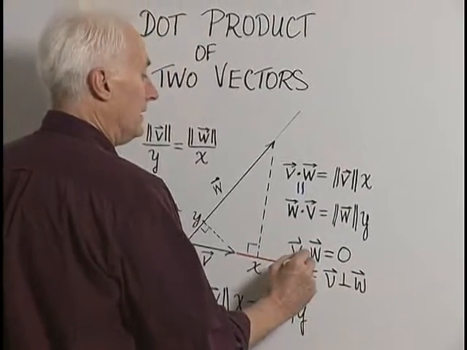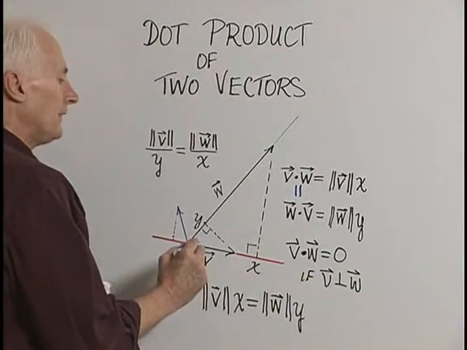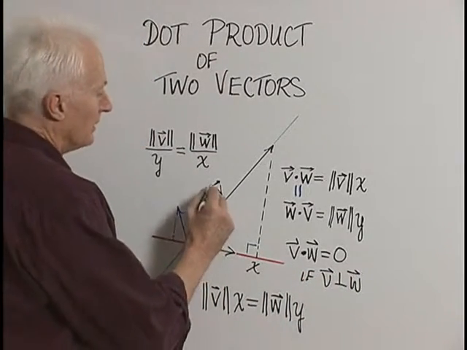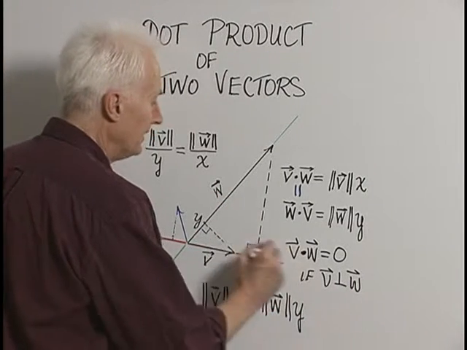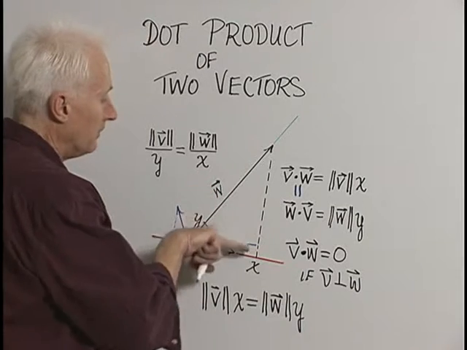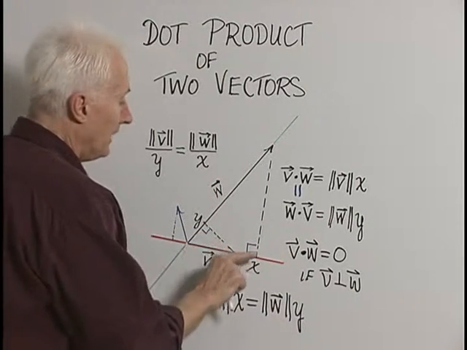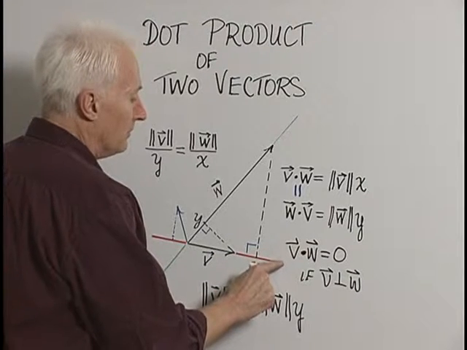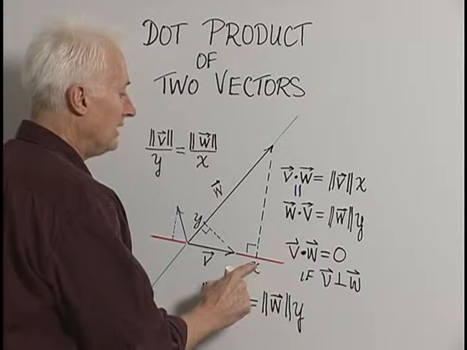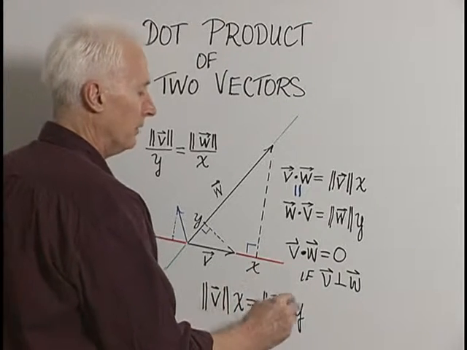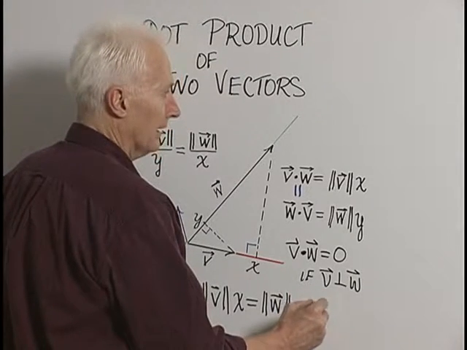So V dot W is 0 if V is perpendicular to W. Let's look at another situation. Suppose that W and V actually point in the same direction. So this W is actually along the same line here. Well, then the tip of W would be right on the number length W, and so in that case X would be equal to length W, and so V dot W would be just the product of the lengths.